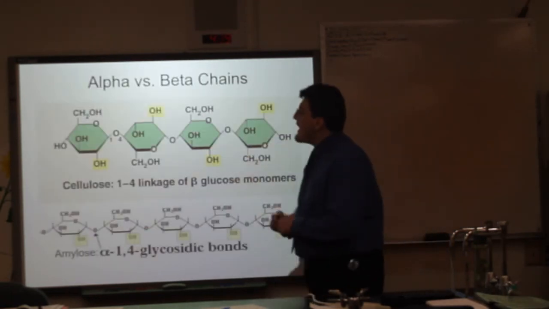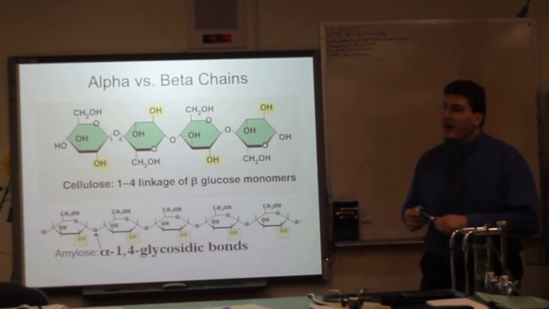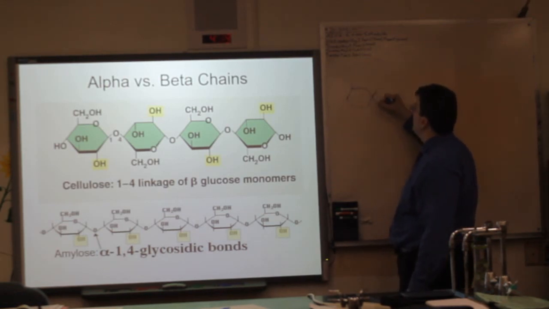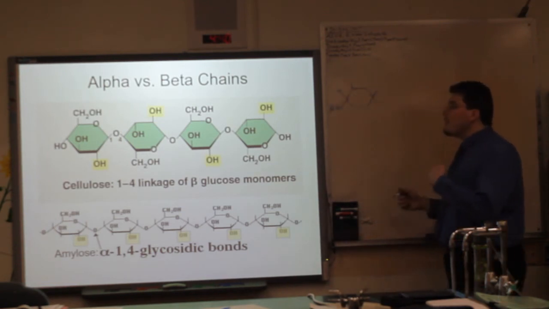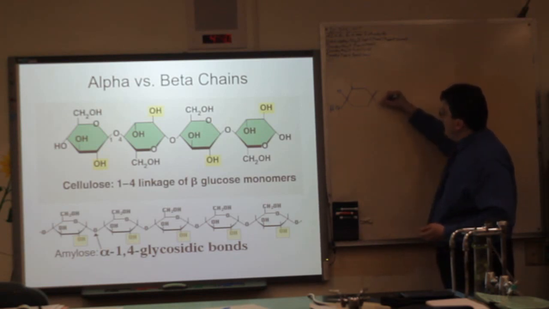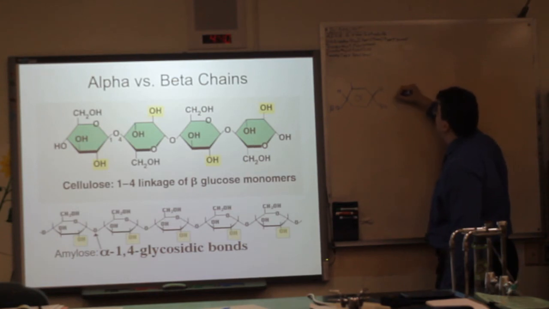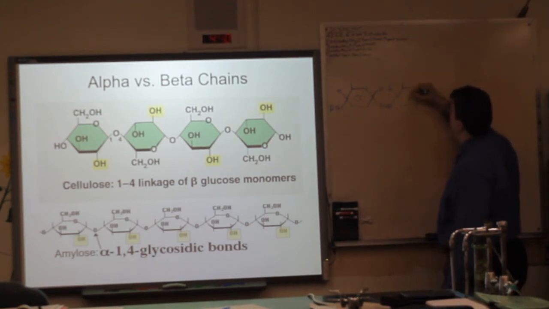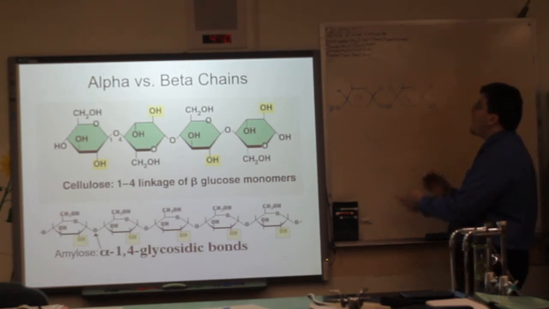Why does this matter? This matters because in order for any glucose to bond to any other glucose, and I'm going to draw this way, this will be alpha glucose, by the way, both hydroxyl groups must be facing each other. They can't face away from each other.